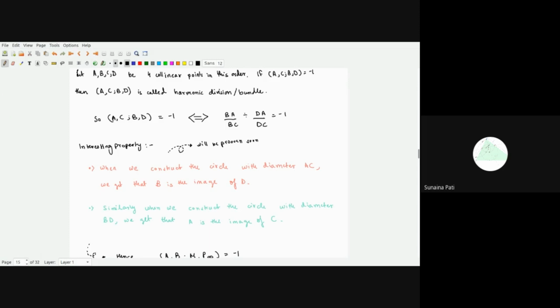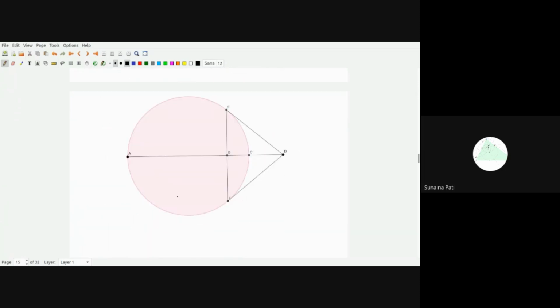Anyone who knows what inversion is? Yes, great. So if you have A, C; B, D with cross ratio -1, that is a harmonic bundle. It's the same as saying you have a circle with diameter AC, and B and D are the inverted images with respect to the circle with diameter AC.